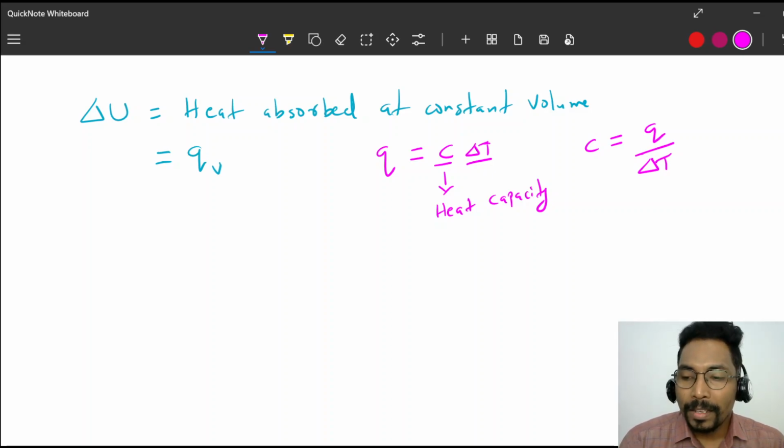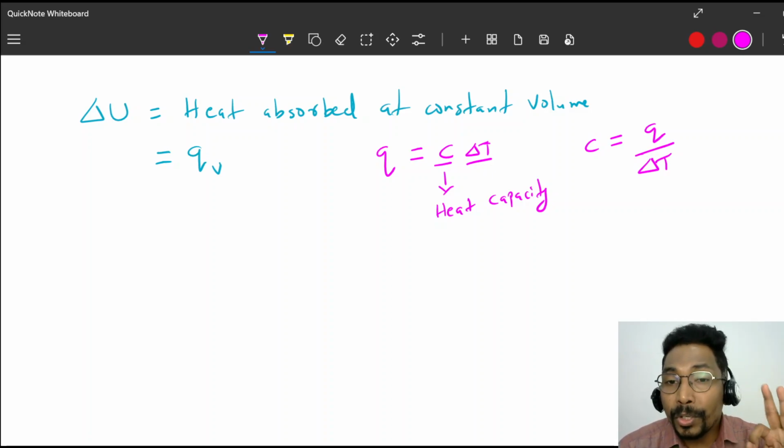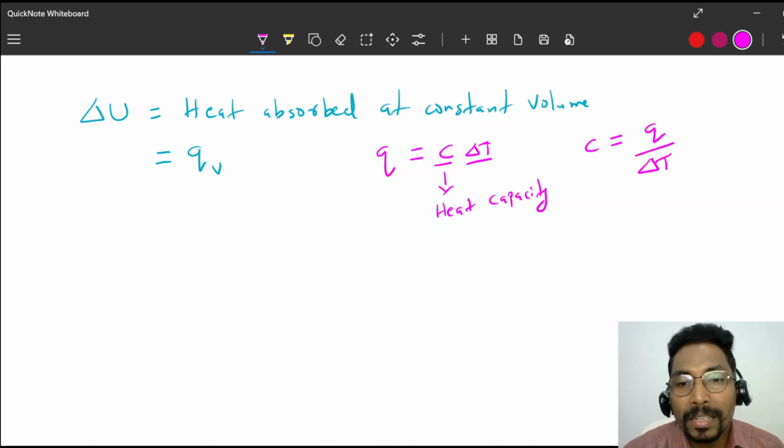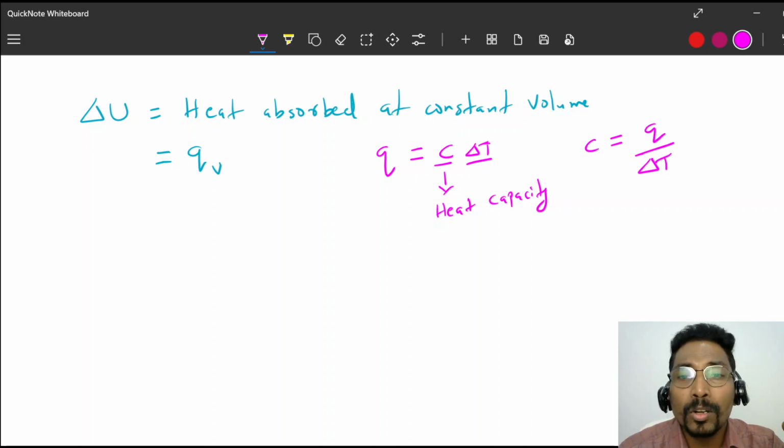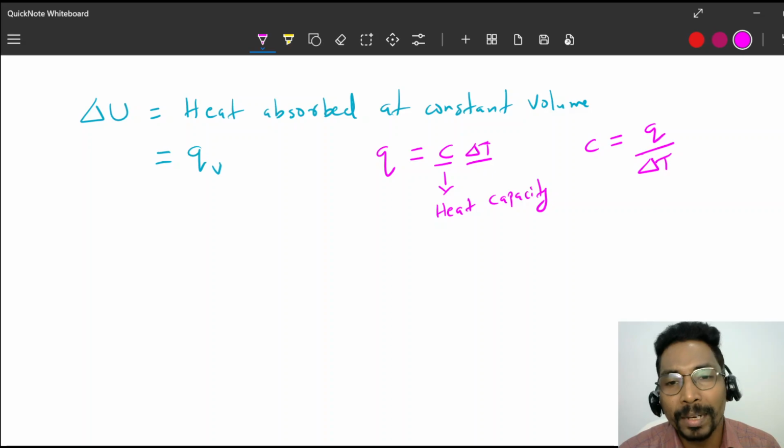Okay, so we have two different terms for heat capacity. So actually what is heat capacity? Heat capacity means that is the amount of heat energy you need to supply to raise the temperature of a substance by 1 unit temperature, okay, or 1 degree Celsius or 1 Kelvin.